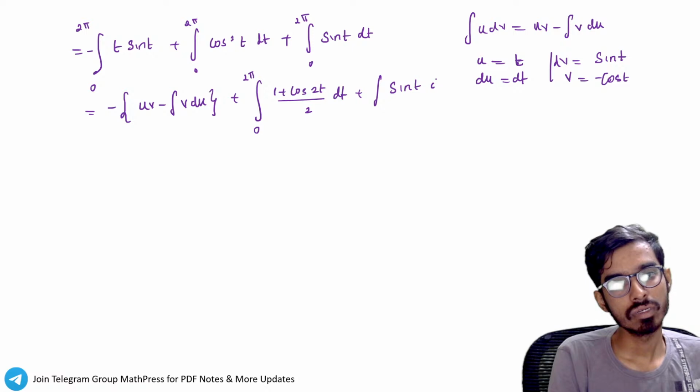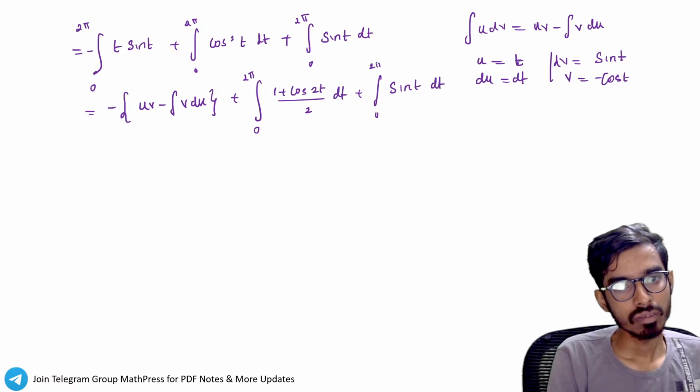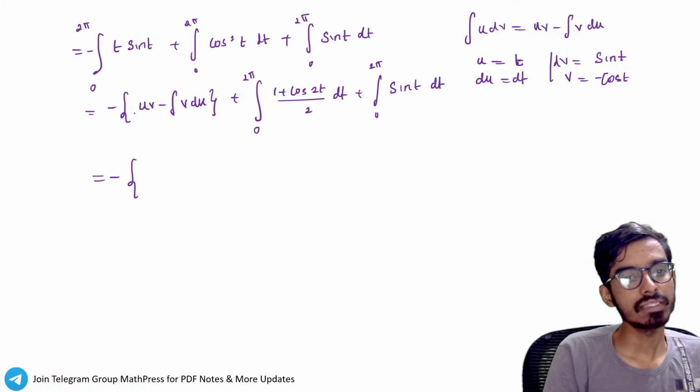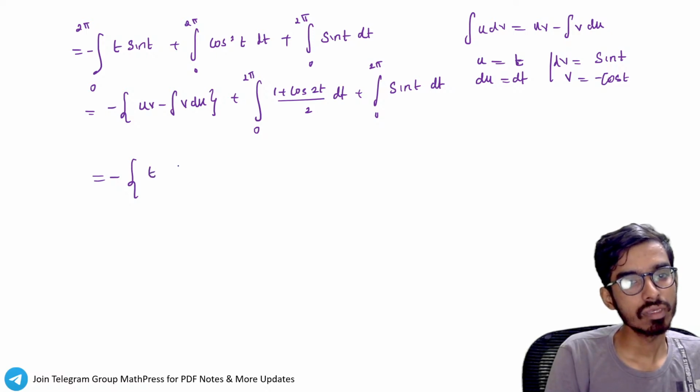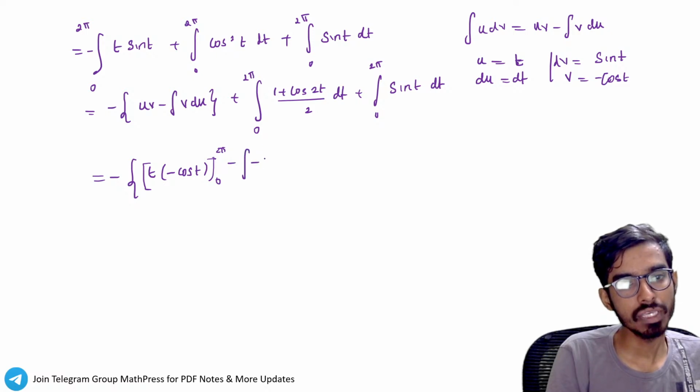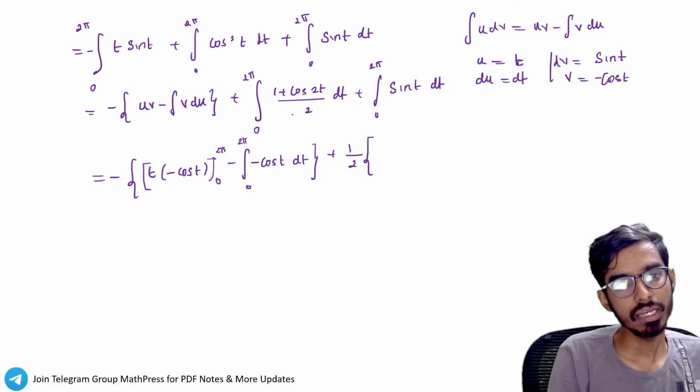Integration of sin t dt from 0 to 2 pi. So this will be minus of u into v. So u is t, v is minus cos t, limit is 0 to 2 pi, minus integral v du. So v is minus cos t, du is dt, limit is 0 to 2 pi. And if I take this 1 by 2 outside, so integration of dt is t, integration of cos 2t is sin 2t by 2.